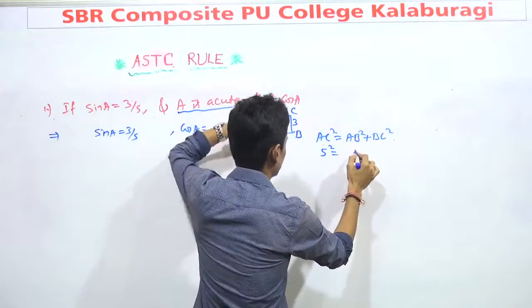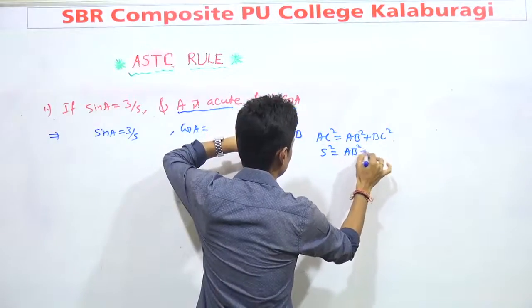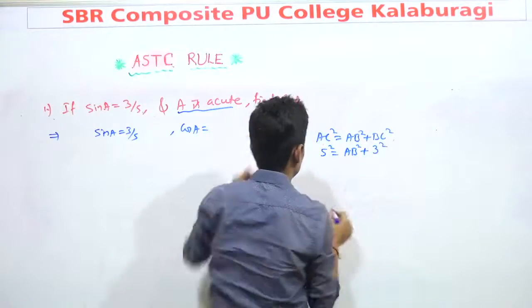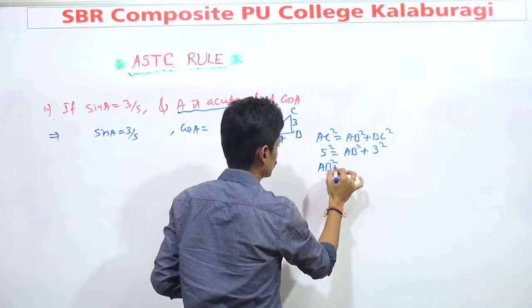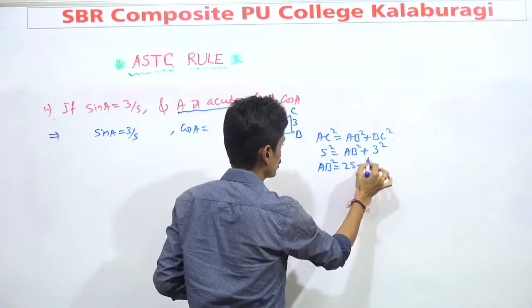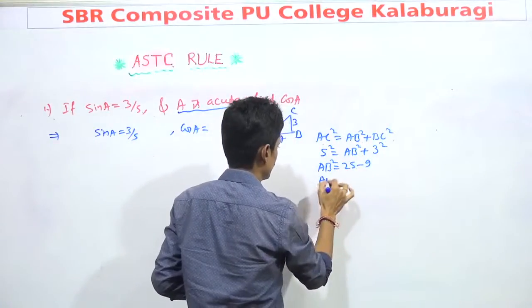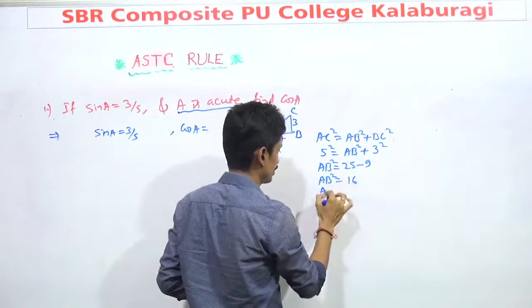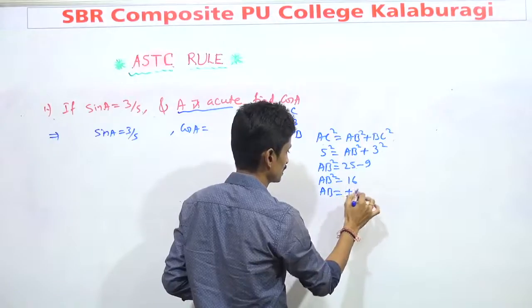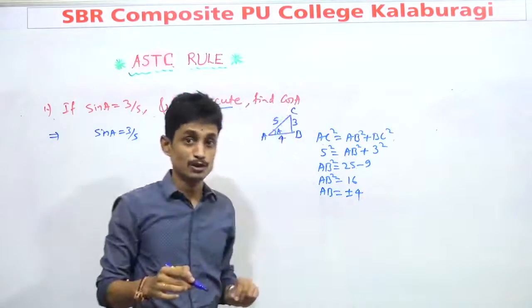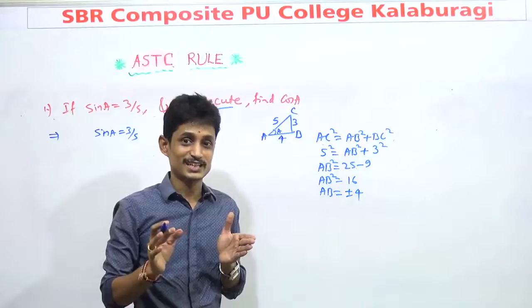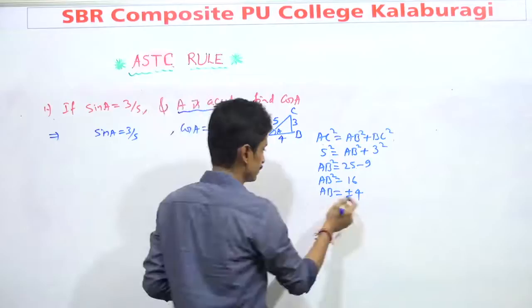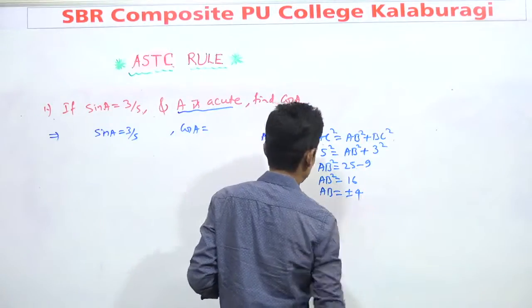AB square, I don't know. Simply I can write AB square. BC square is 3 square. So we are going to find AB square. Shifting to this side, it is 25 minus 9. AB square is equal to how much? That is 16. What is actually AB? AB is nothing but plus or minus 4, because sometimes we are considering direction also. That's why I take a negative sign. AB is nothing but plus or minus 4.